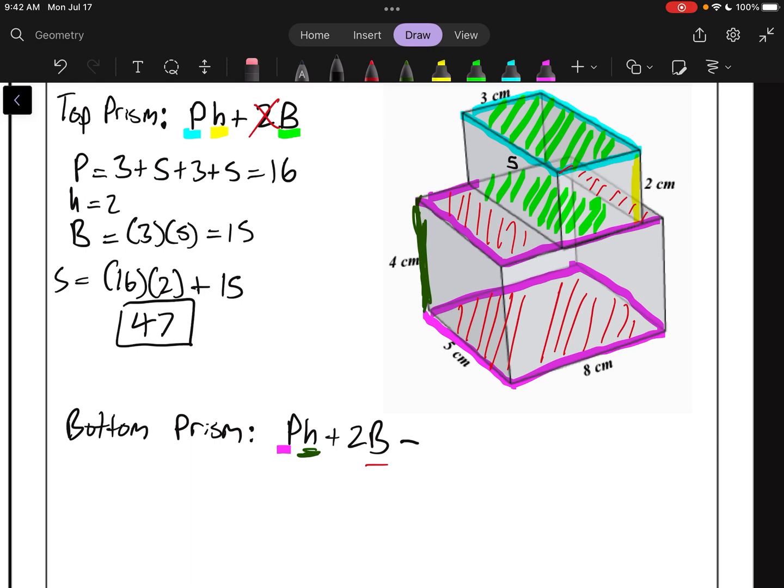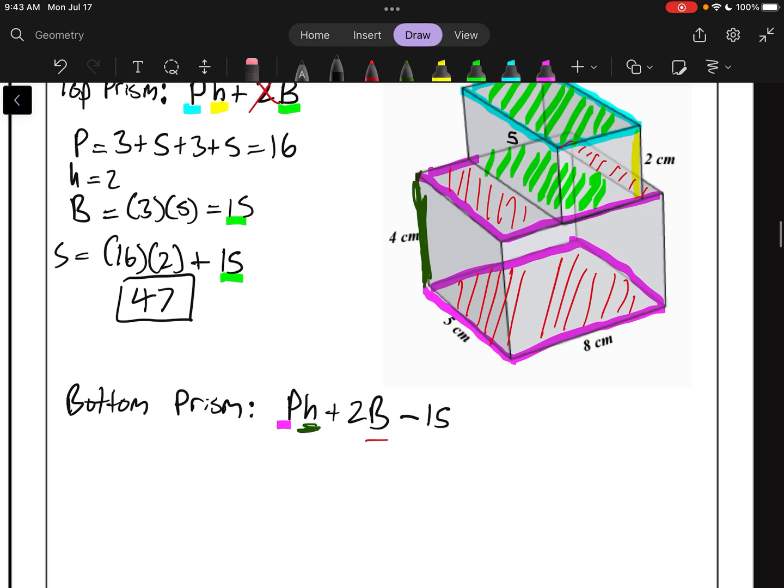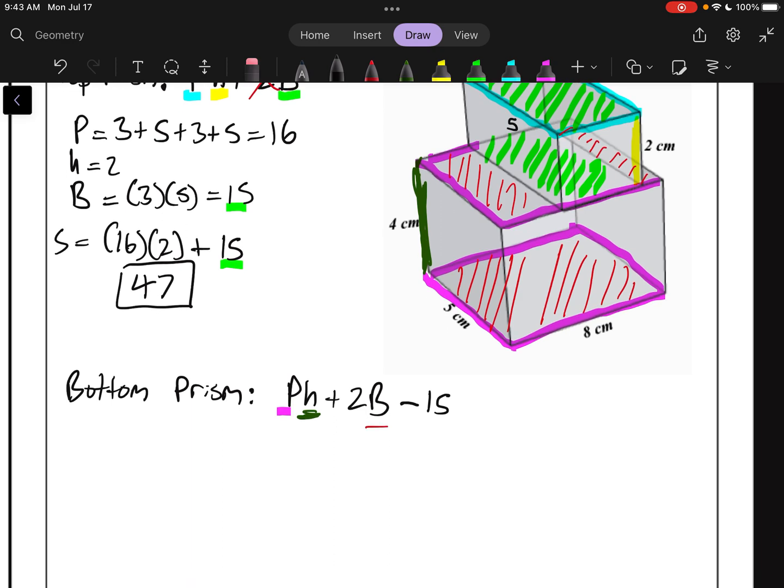So I'm going to subtract 15, right? Which was the area of the base from the top one. So hopefully that makes sense, because that top prism is covering up a portion of the bottom prism. So my formula here for the bottom prism is going to be pH plus 2B minus 15, because there's 15 square centimeters that are being covered up from the bottom one. So let's run through that.